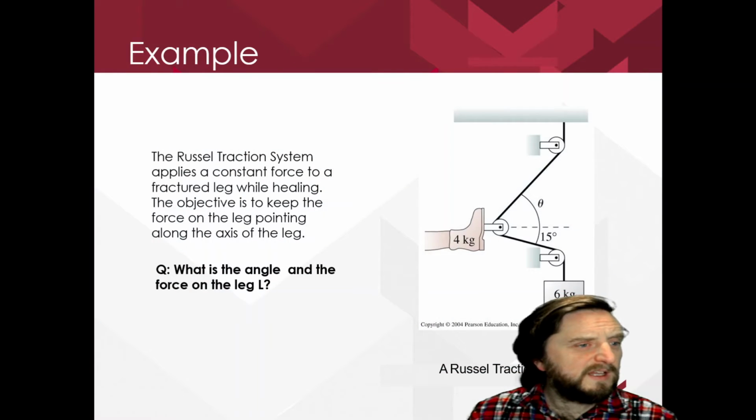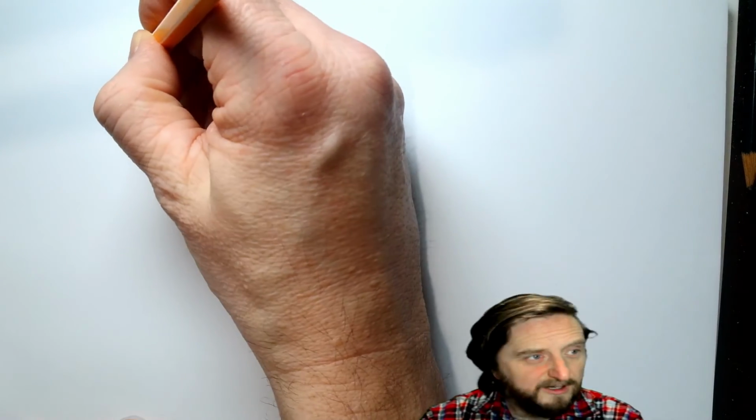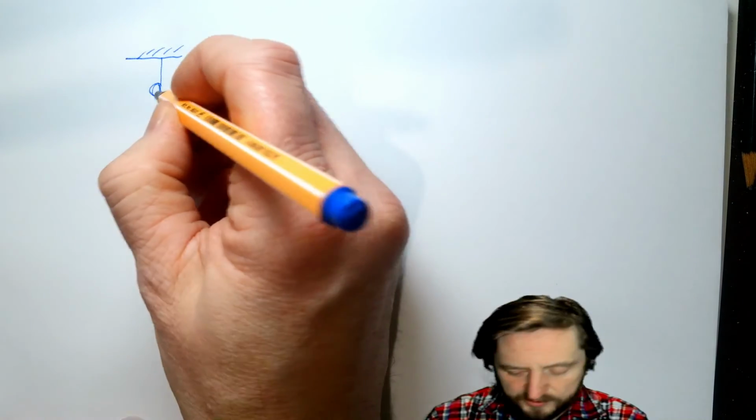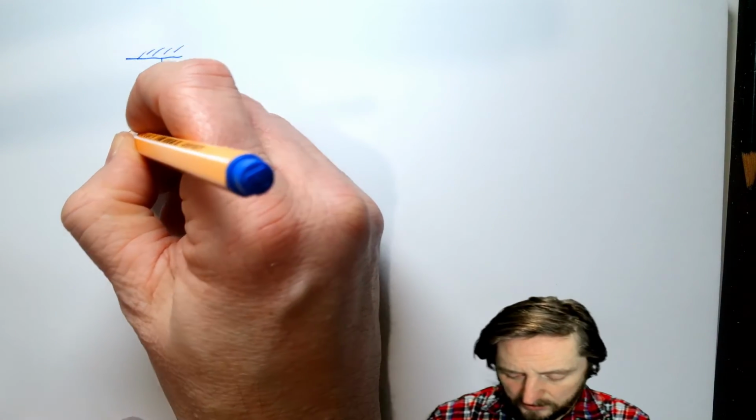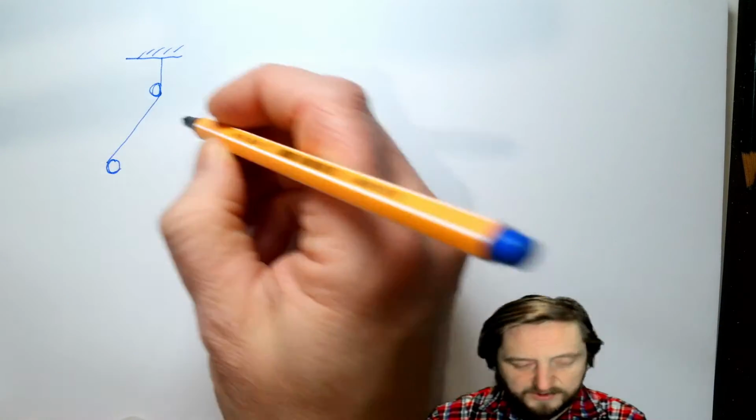Let me, where has it gone? There we go. Let's again sort of simplify this. So we've got a simple diagram first. We've got the pulley coming down, or the string coming down off the pulley. We've got it coming out to the sort of foot arrangement here.